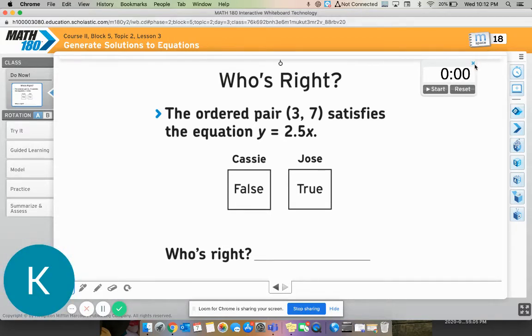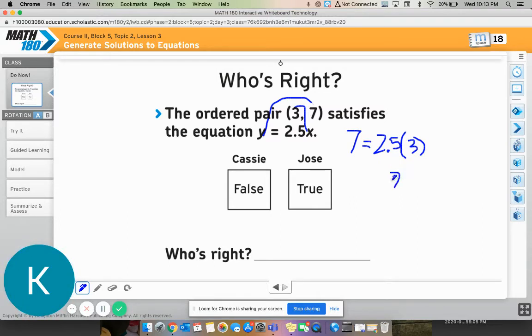All right, let's go ahead and chat. So just like what we did in the last lesson, what we need to do is take our x value and substitute it for x, and our y value and substitute it for y. So what this means is we'd have 7 equals 2.5 times 3. And when you solve 2.5 times 3, you would get 7.5.